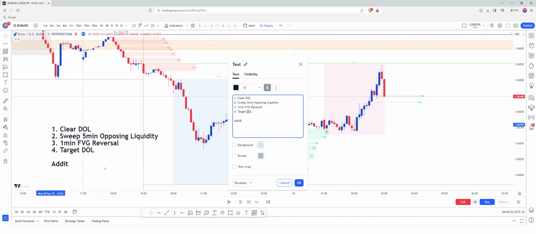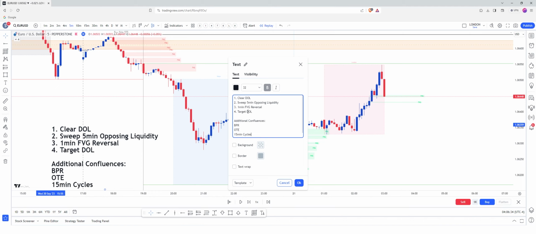Some additional confluences that I always like to monitor for are balanced price ranges. So if we see a balanced price range, that would be a nice confluence. Optimal trade entry. So if this pullback happens to come into an optimal trade entry, there's an additional confluence as well. And then finally, the open of the 15-minute cycles.